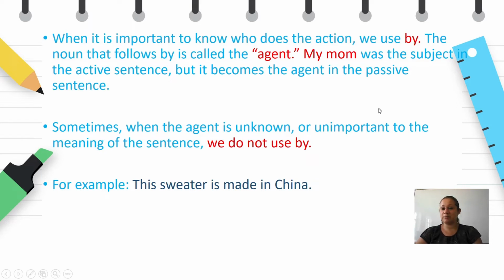In the given example before, my mom was the subject in the active sentence, but then it became the agent in the passive sentence. Sometimes, when we don't know the agent or it is simply not important to be mentioned, then we do not use by. Such an example is this sentence. This sweater is made in China. So it doesn't say who made the sweater, but it is just important that it is made there.